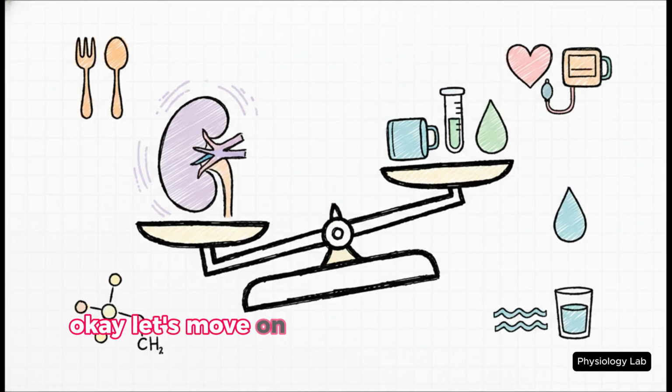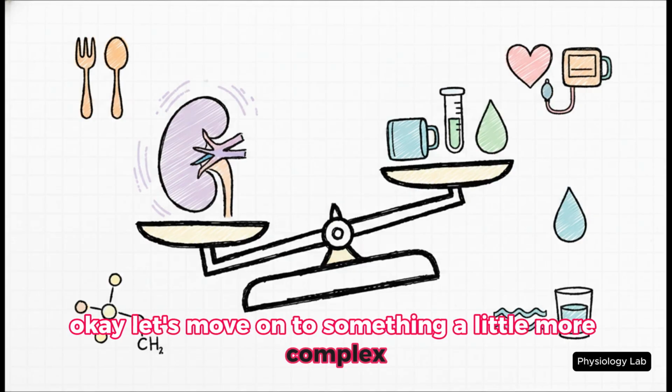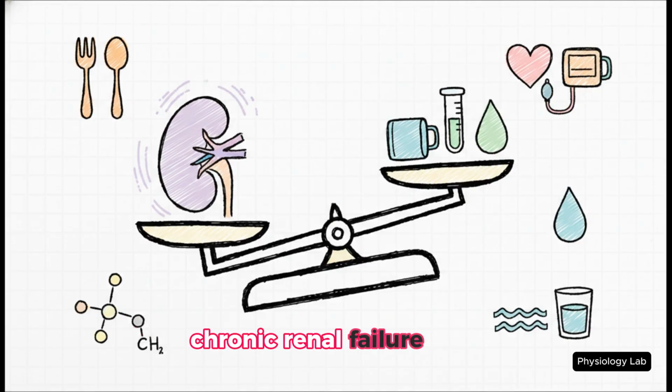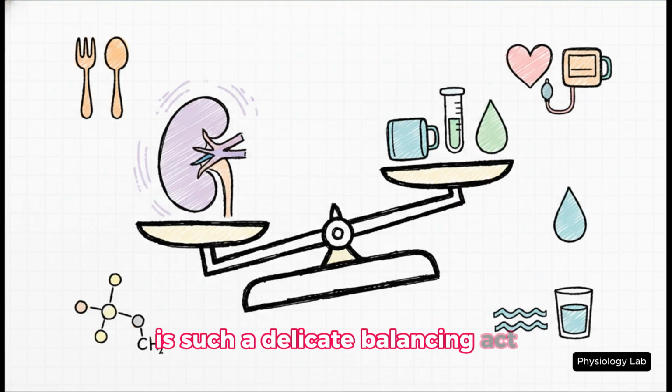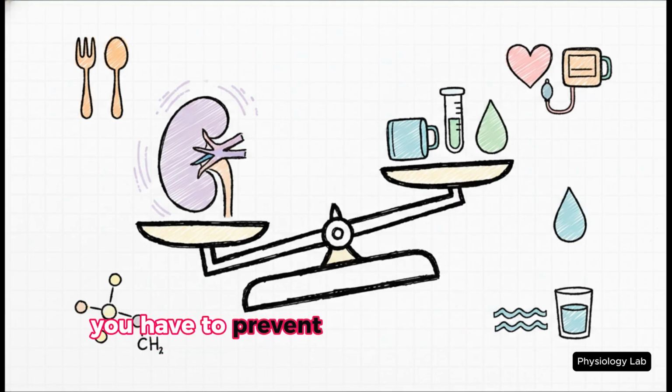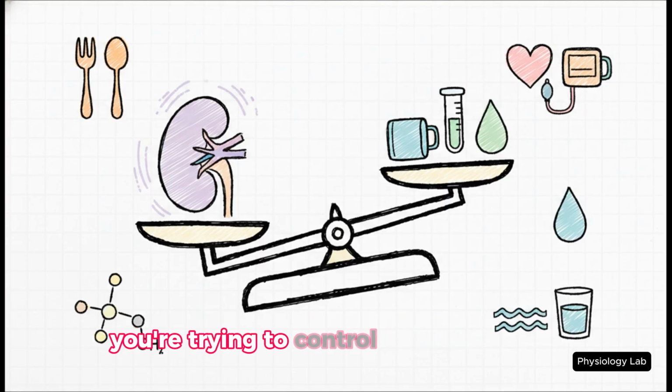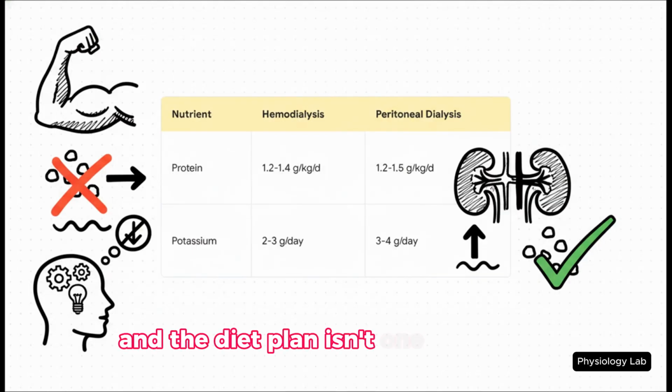Okay, let's move on to something a little more complex. Chronic renal failure. Man, managing nutrition for these patients is such a delicate balancing act. On one hand, you have to prevent them from becoming malnourished. But at the same time, you're trying to control their lab values, their blood pressure, and their fluids. It's like walking a tightrope. Seriously. And the diet plan isn't one size fits all.